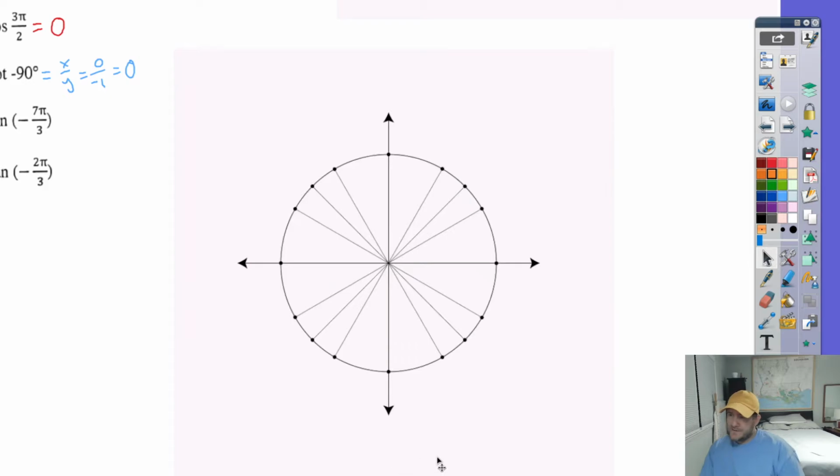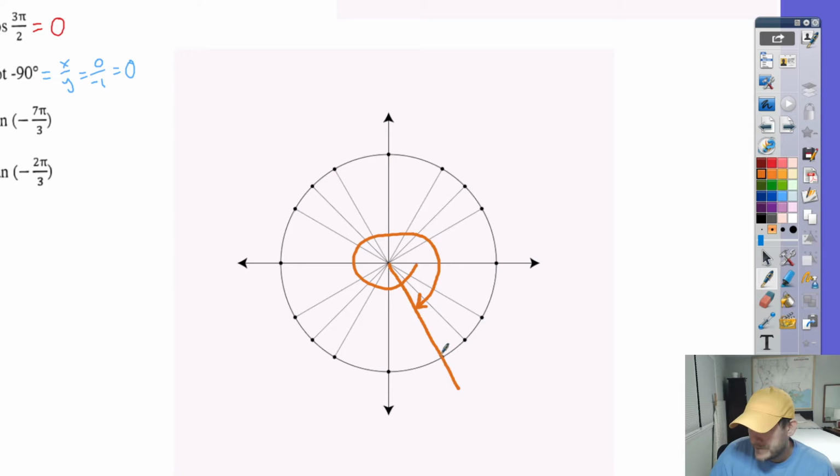Negative 7 pi over 3. I hope this is starting to feel like second nature to you. It's starting to feel pretty good for me. Negative 7 pi over 3 would be, that's 6 pi over 3. 60 degrees more. Right there. Tangent.